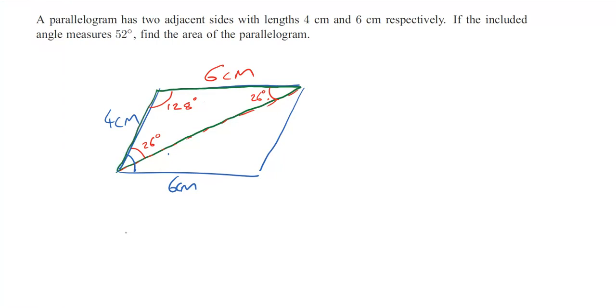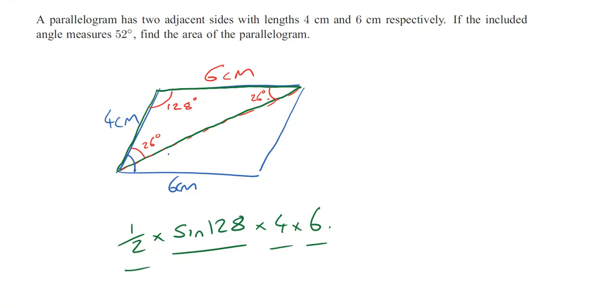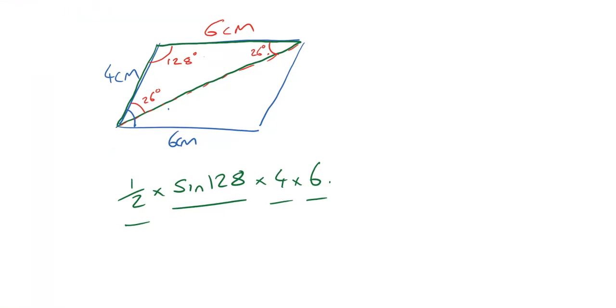That green triangle is going to be a half times sine of 128 times 4 times 6. Half times the a times the b times the sine of the angle between them, sine C. Now as well as that though, we've got two triangles of equal area, because as well as that triangle, we also have this one, which is going to be identical. So to find the total area, perhaps I could just times that whole thing by 2 to take into account that second triangle.